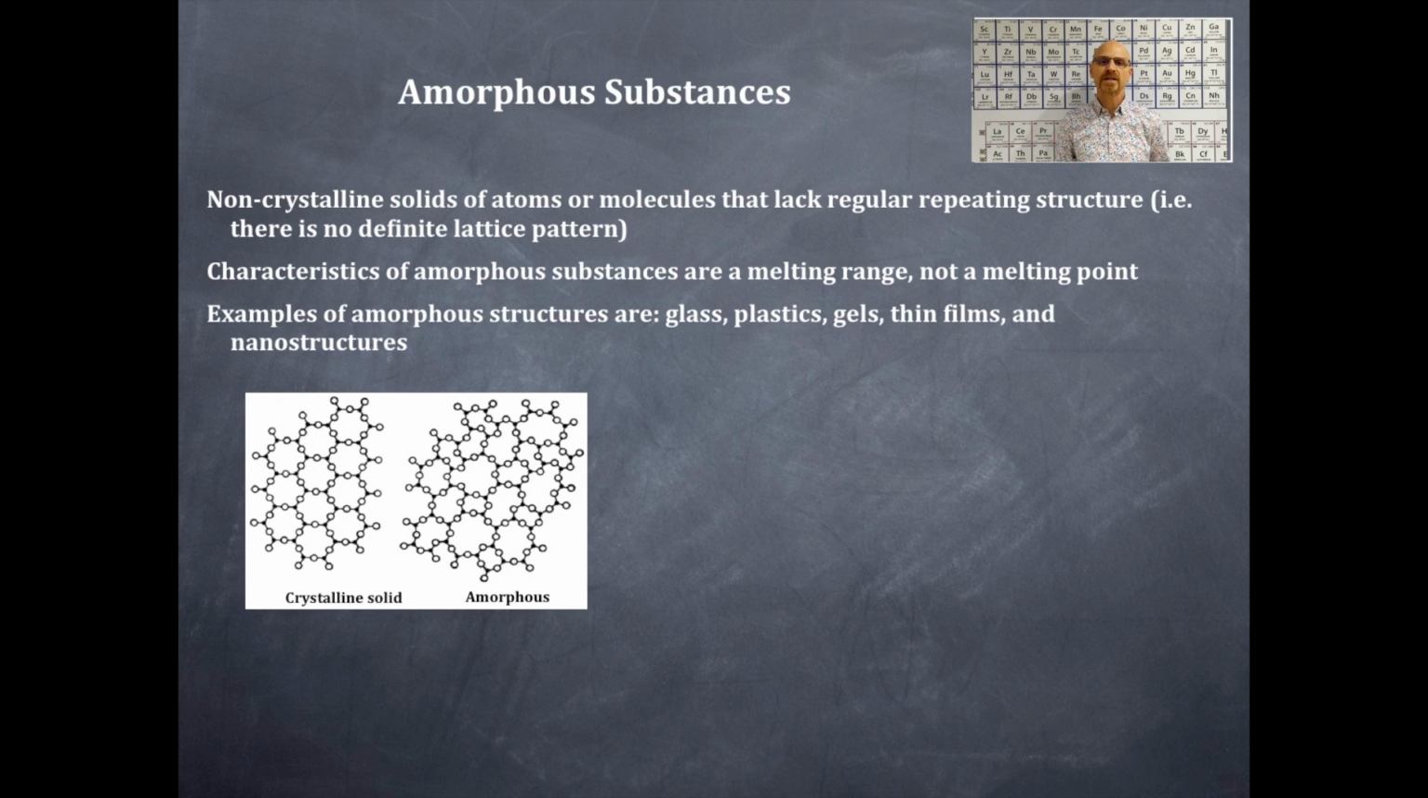Whereas the amorphous structure, it is an irregular structure. There's no repeating pattern. Again, that's why you have a melting range. And there are some very unusual properties with glass, plastics, gels, thin films, and nanostructures that take advantage of this amorphous-like structure. So there are some advantages of this.